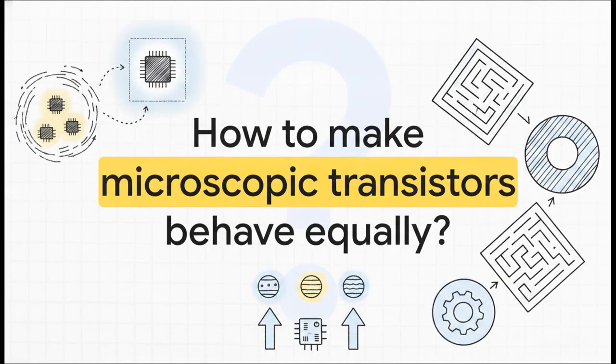Which brings us to the critical engineering puzzle of our time. When you are dealing with elements smaller than a speck of dust, how on earth do you force microscopic transistors to experience their manufacturing environment identically? How do we actually make them behave equally? Fortunately for us, layout engineers have developed 3 brilliant frameworks to solve exactly this.